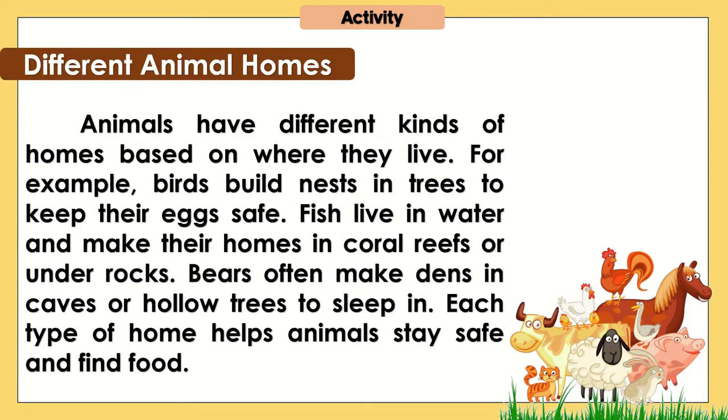Different animal homes. Animals have different kinds of homes based on where they live. For example, birds build nests in trees to keep their eggs safe. Fish live in water and make their homes in coral reefs or under rocks. Bears often make dens in caves or hollow trees to sleep in. Each type of home helps animals stay safe and find food.